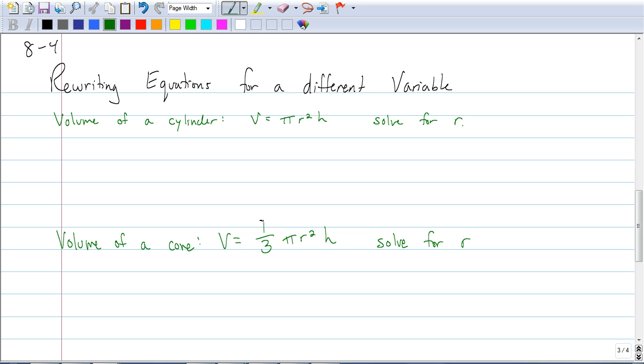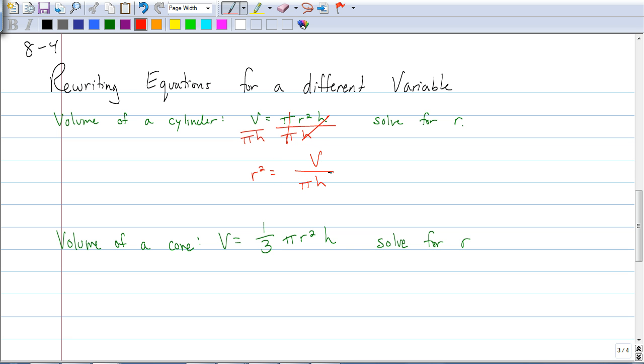So to start off with, the way that we're going to approach these problems is we're going to do the opposite of the order of operations. So my first step is to get the R by itself by dividing both sides by pi and h. In other words, we save the exponent for the end. So if I divide both sides by pi and h, the pi's cancel out, the h's cancel out, leaving me with r squared equals v divided by pi times h.